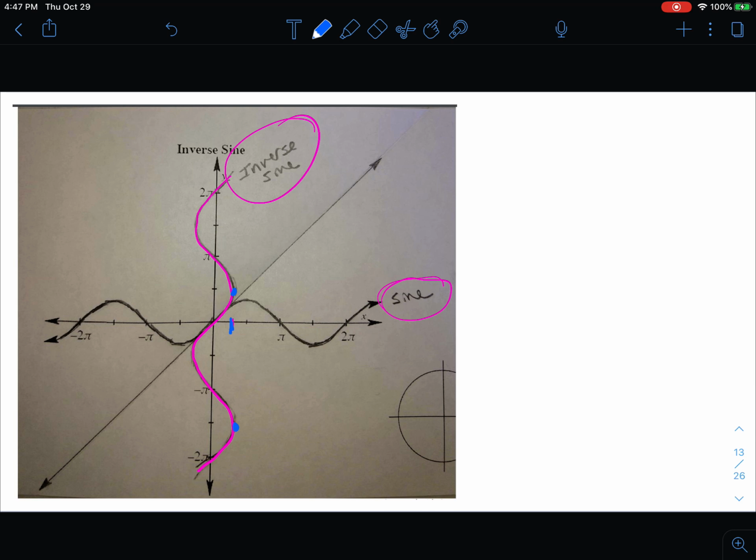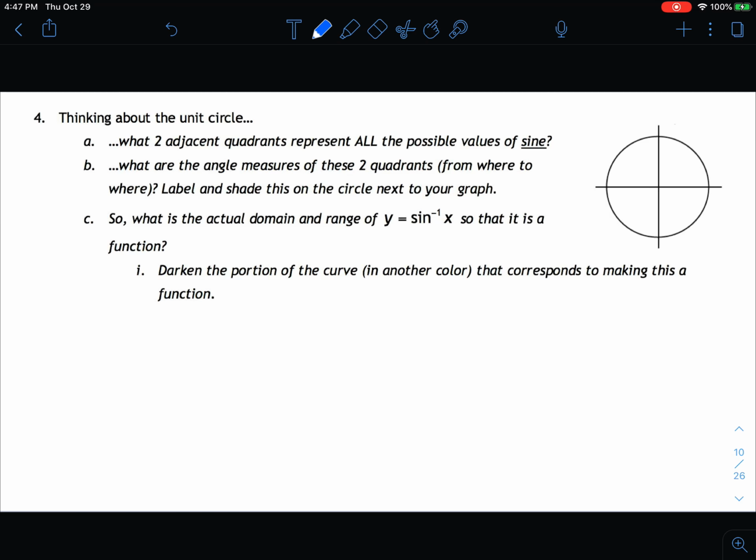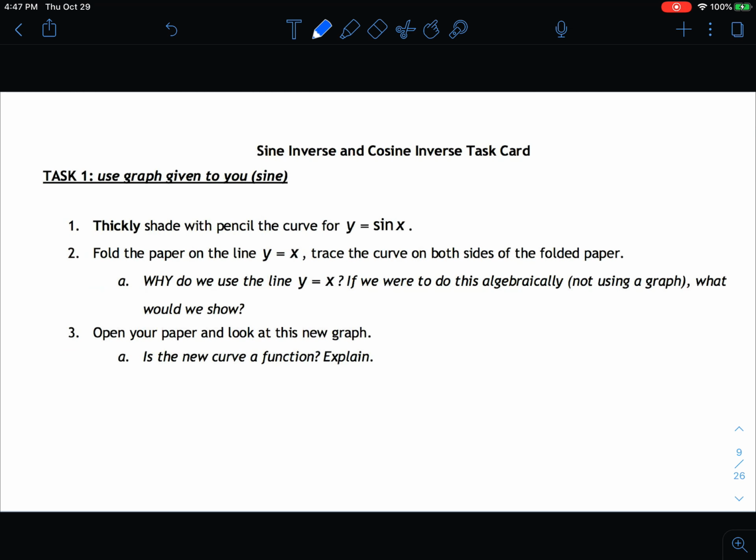Okay, so thinking about the unit circle is the next part. I'm going to move back to the task card where you're writing down some of this information. So this is saying, is it a function? No. And you can obviously write a little more out. I'm going to try not to spend a ton of time here. For an input, we have more than one output.